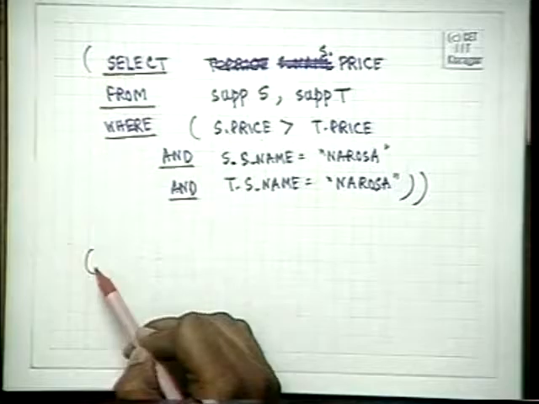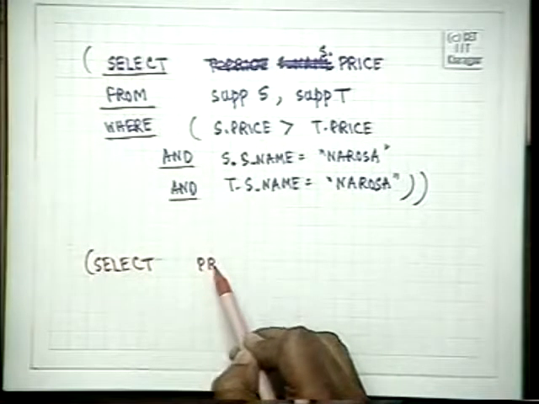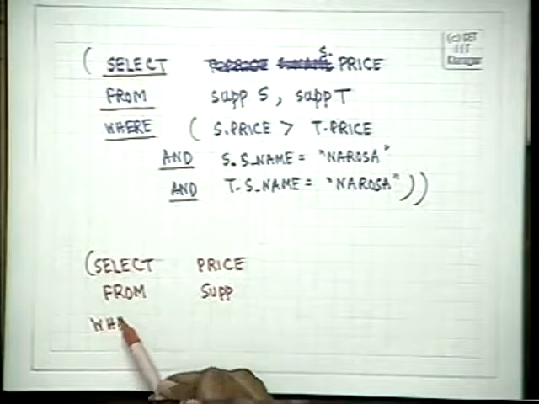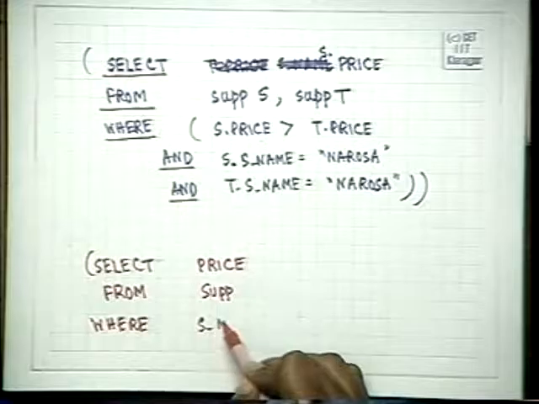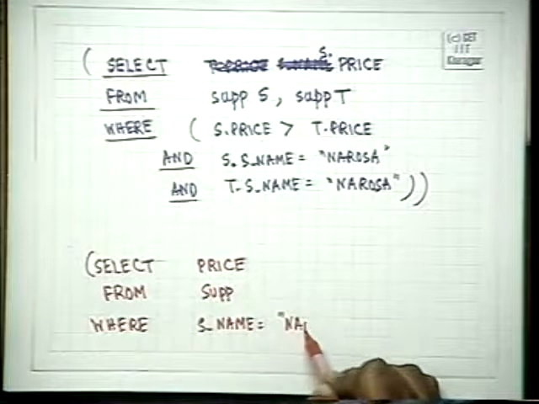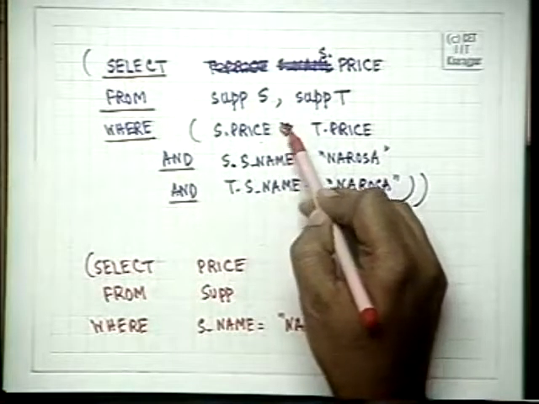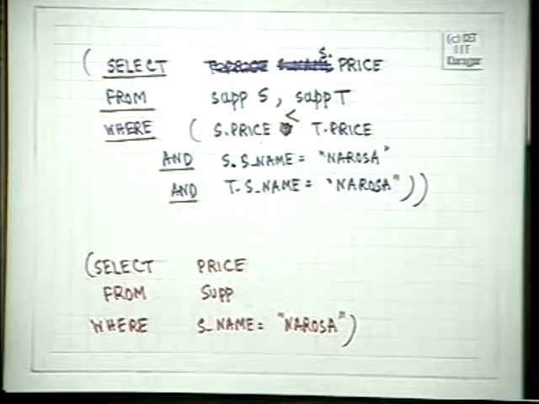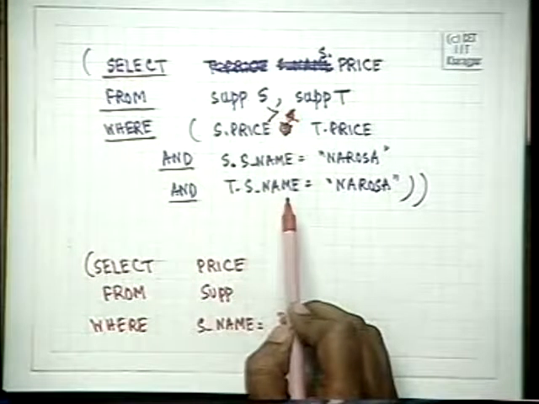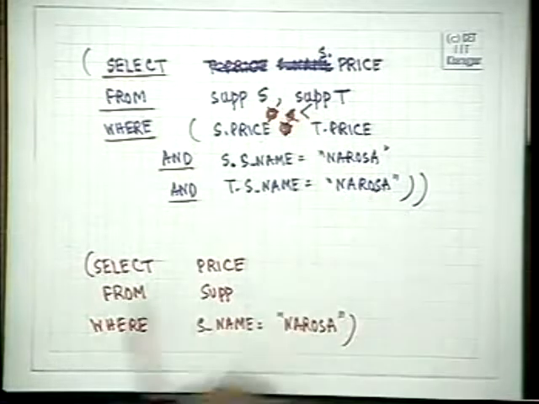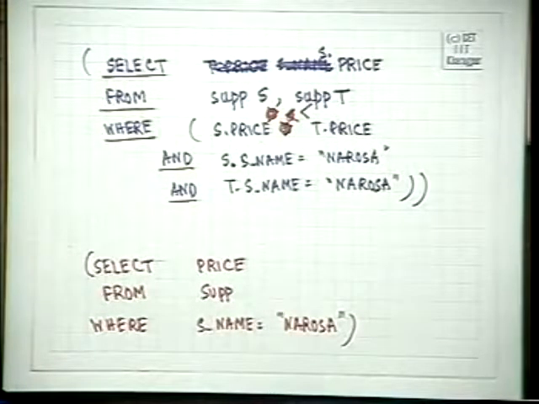I'll tell you what will give you the query. If you want to do it, wait, I'll tell you what will give you the query. Select price from sup. If you want pure relational algebra style, what does this give you? The set of all prices by Narosa. And what does this give you? No, this one will give you all prices except the smallest. This one will give you all prices except the largest. You do this minus this, you will get it. This is pure relational algebra style.